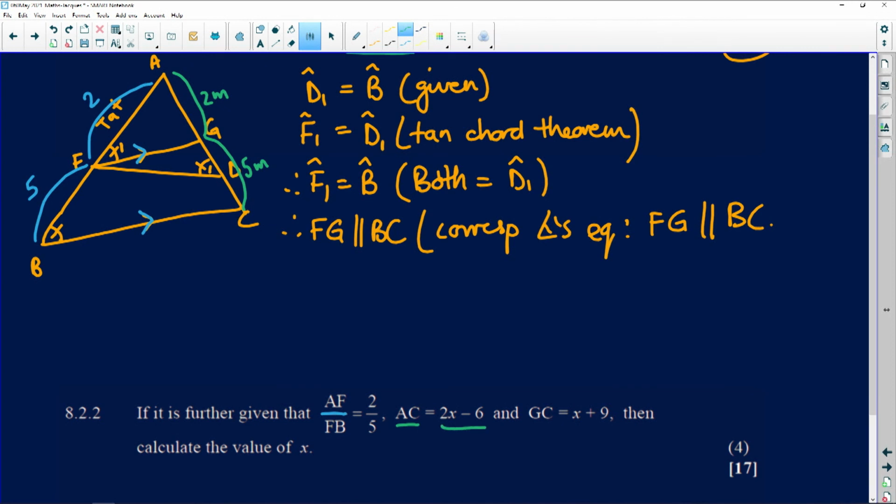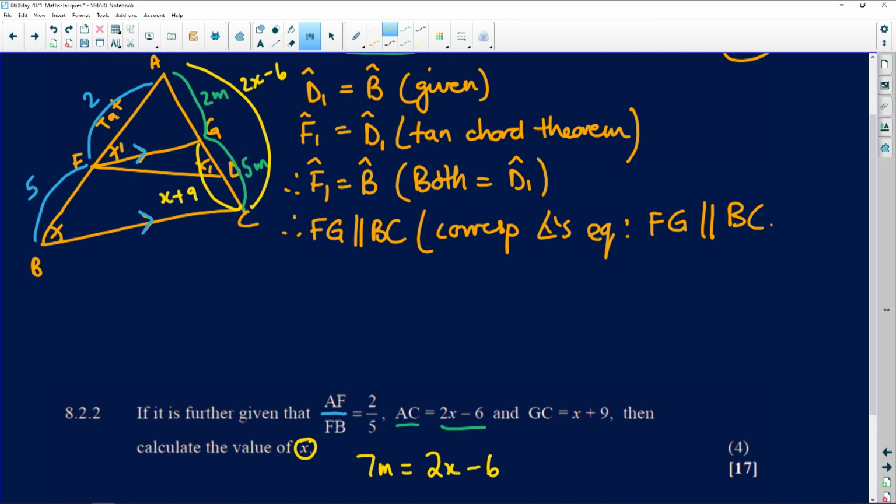Okay, let's have a look. AC, they say, is 2x minus 6. Now, AC is that whole line from there to there, 2x minus 6. And then they tell us GC, which is this little component there, is x plus 9. Okay, so we've got to find, what are they asking us? They're asking us to find the value of x. Okay, so let's see what we can do. We can say that 2m plus 5m is 2x minus 6. So 7m is equal to 2x minus 6.